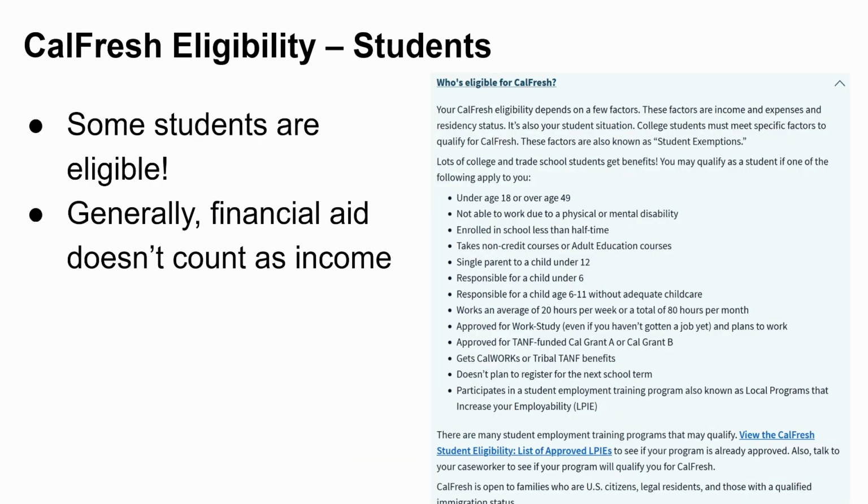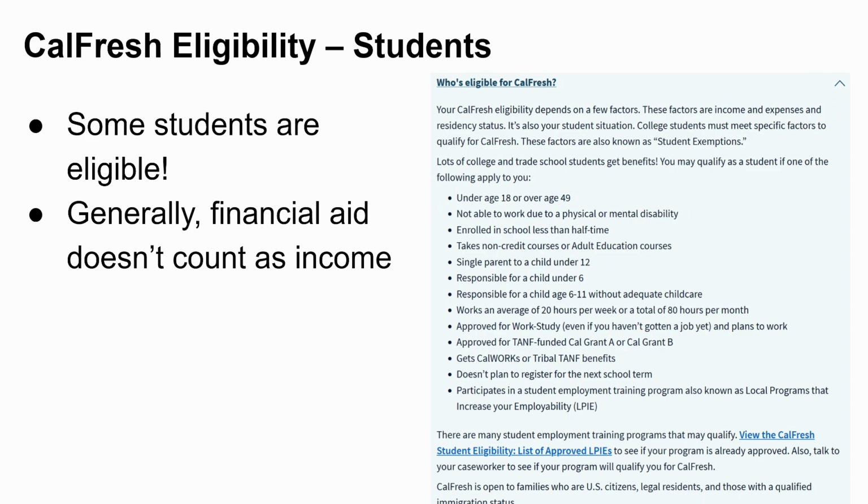Okay, so CalFresh eligibility, students are a special consideration as well. There used to be, I think, a full ban, like students could not get CalFresh, but the rules have been updated, so students are eligible for CalFresh, but they have additional eligibility requirements. Again, we're not going to go over every single one, but one thing that's important to note is generally financial aid doesn't count as income. You could still be considered low income and eligible for CalFresh.